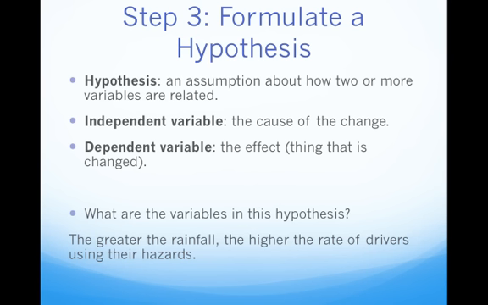The greater the rainfall, the higher the rate of drivers using their hazards, which is something that I find extremely annoying. So the cause of the change here, the independent variable in this case, is the rainfall. The rate of drivers using their hazards, on the other hand, is the effect. That is the thing that is changed.